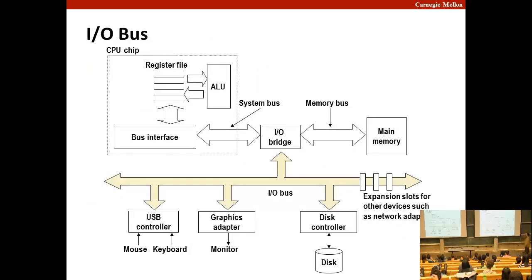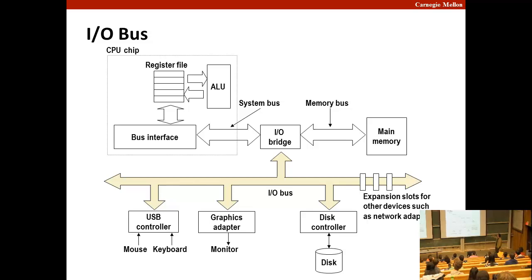Picture of the bus again. This is just the picture we saw before, but with a few more things decorating it. We have our ALU, our register file, the system bus connecting us to our I/O bridge, connecting us to the I/O bus. There's a memory controller connecting us to the memory bus, some I/O controller connecting us to the I/O bus, and we have a disk controller connecting us to the disk.